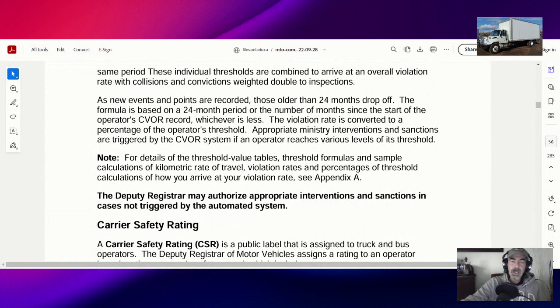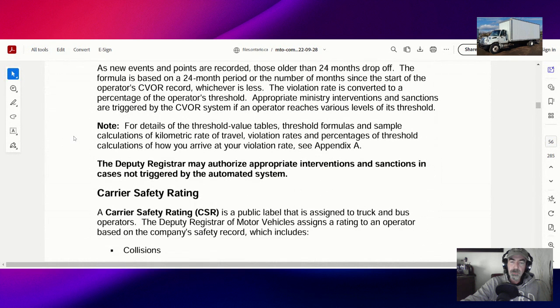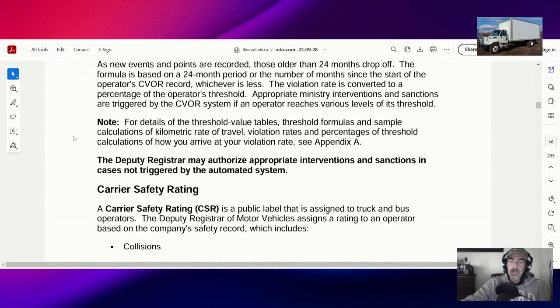As new events and points are recorded, those older than 24 months drop off. The formula is based on a 24-month period or the number of months since the start of the operator's CVOR record, whichever is less. The violation rate is converted to a percentage of the operator's threshold. Appropriate ministry interventions and sanctions are triggered by the CVOR system if an operator reaches various levels of its threshold.